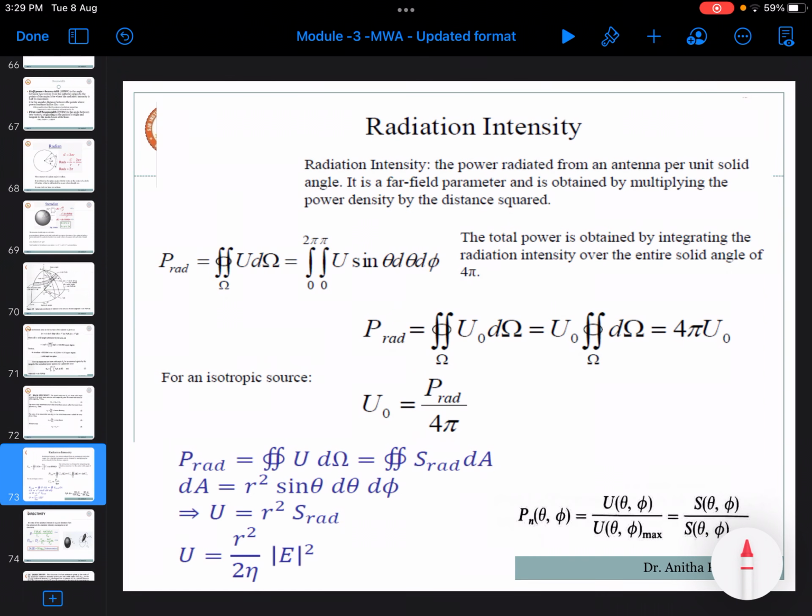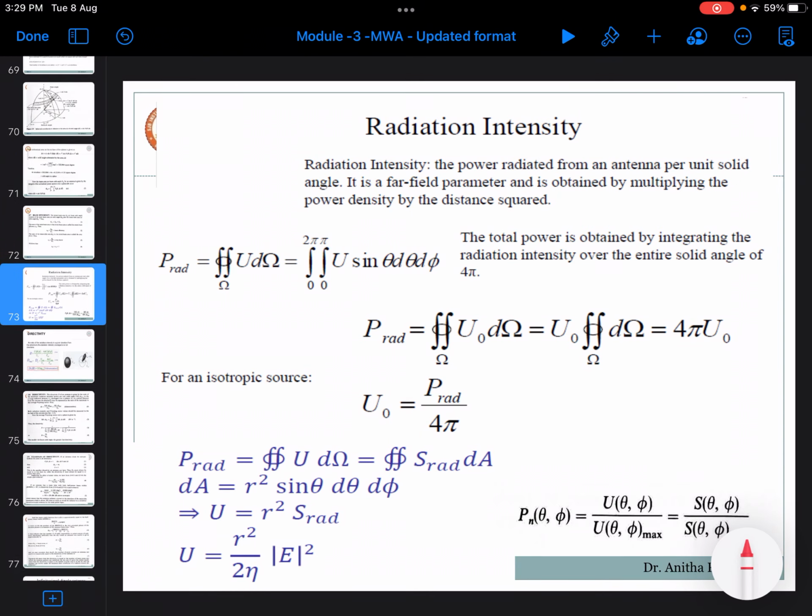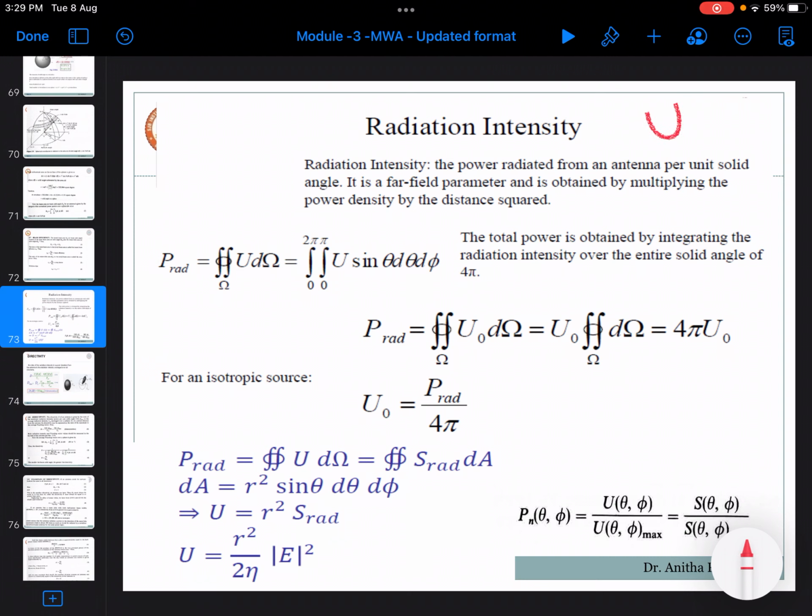Next parameter which we define is radiation intensity, with the symbol U. It is defined as the power radiated by an antenna per unit solid angle. You can find the radiated power, if you know the radiation intensity, by integrating over the sphere. So you can evaluate for an isotropic antenna, which gives you U0, the radiation intensity, as P radiated by 4 pi. Another formula for radiation intensity is E square by 2 eta into R square.